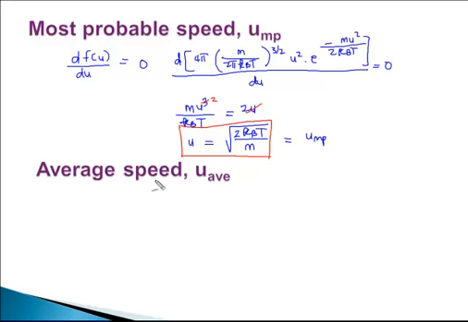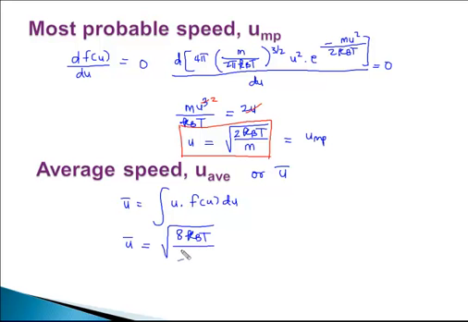Alright, that's the first speed. Now, the average speed, u average or u bar, sometimes we use that symbol. This is found by integrating the product of u and the function f of u du. I will be showing you the final product of the solution. Now u bar, or average speed, is the square root of 8 kbT over pi m. This is your average speed.